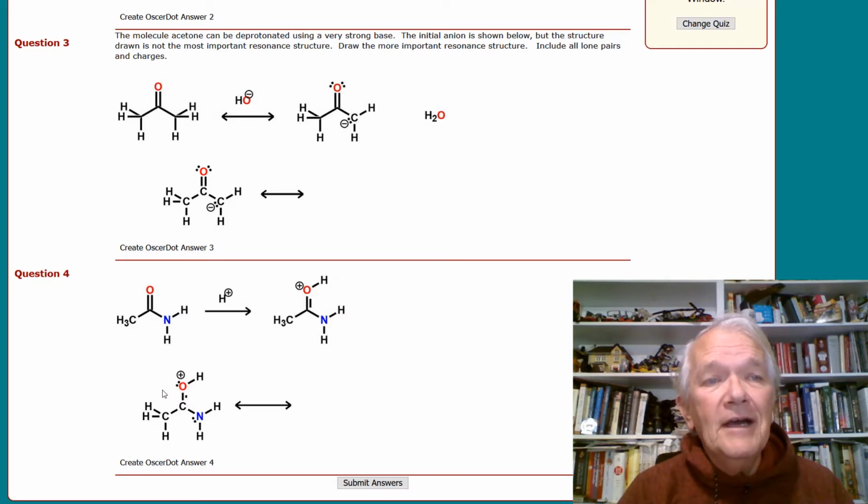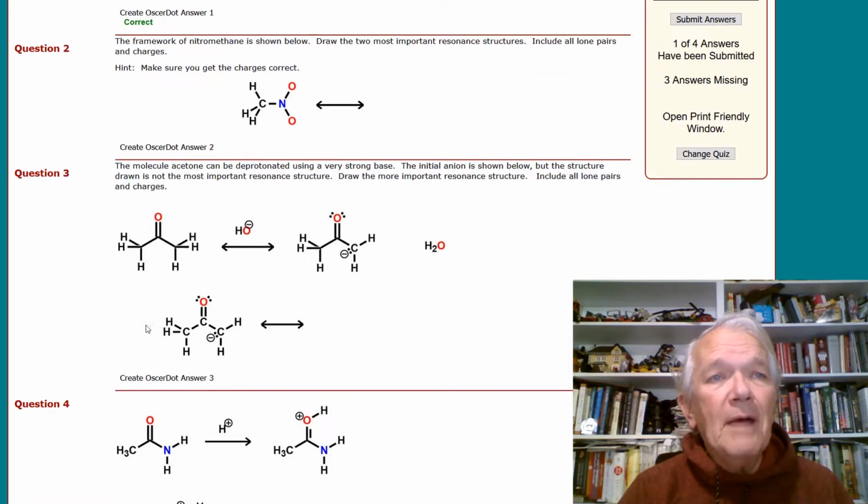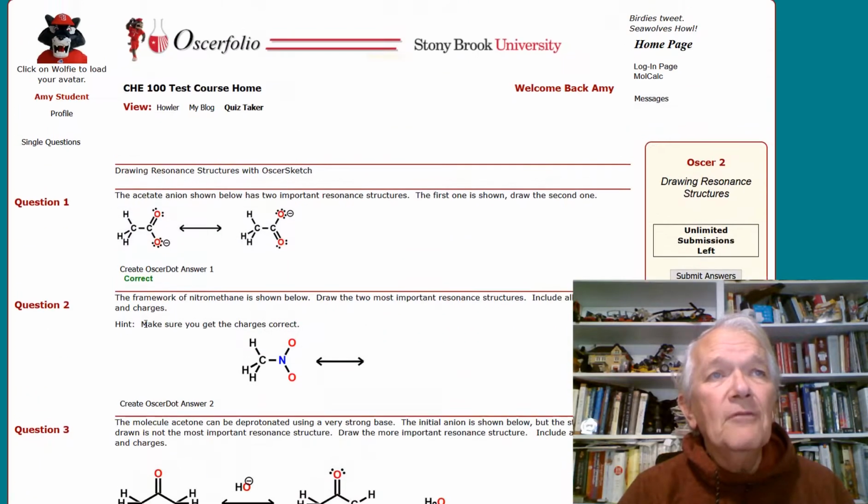Here is the Lewis structure of the protonated amide, but there's a better one, and you have to draw the second resonance structure. So these are pretty simple problems, but they're good practice for drawing resonance structures, and I think you can get the hang of it really easily.